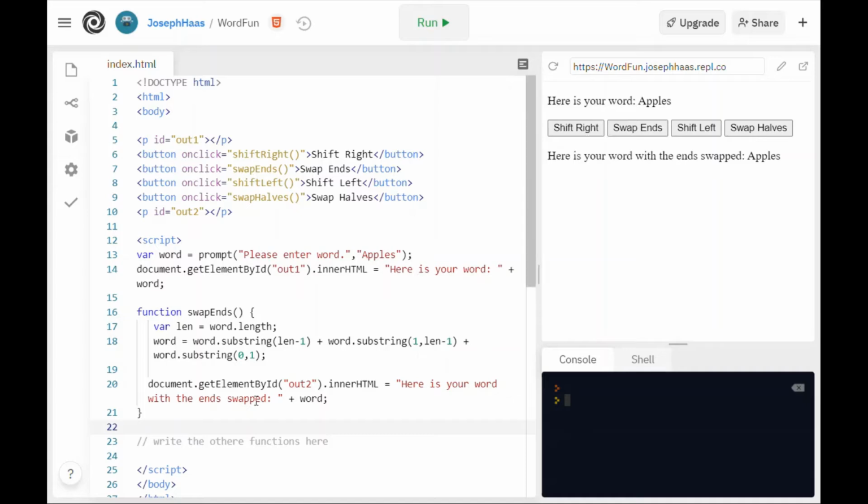In this video, I'm going to give you a couple of hints about how you could get started with your WordFun project. So first, I'm going to give you a little review of how Substring works, and then I'll talk about swap ends, and then I'll give you a couple more little hints about how you might do the other functions. So hang in there.